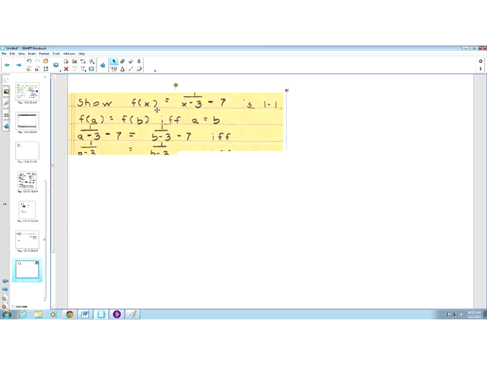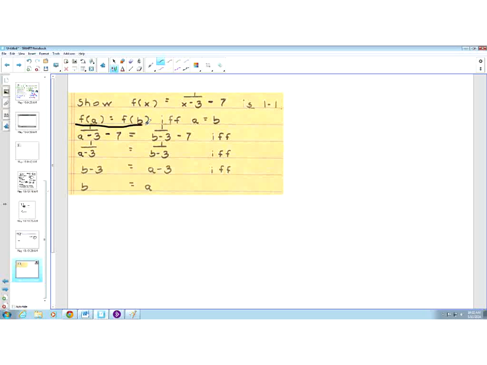So here will be an example. Say f of x is equal to 1 divided by x minus 3, minus 7. We want to show it's one-to-one. Here's an alternative definition: a function is one-to-one when, if f of a is equal to f of b, then a equals b. All right, so here's a definition. This is what you would use to determine if a function is one-to-one.